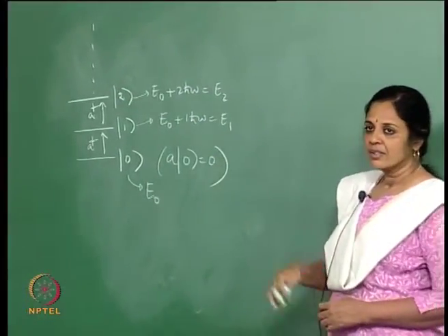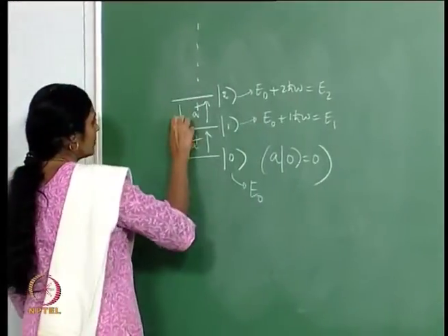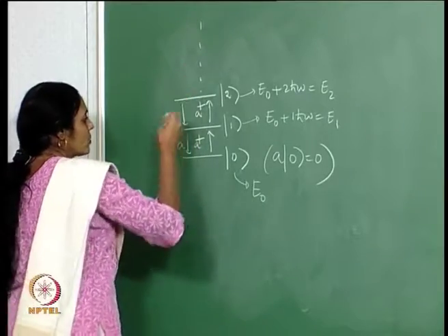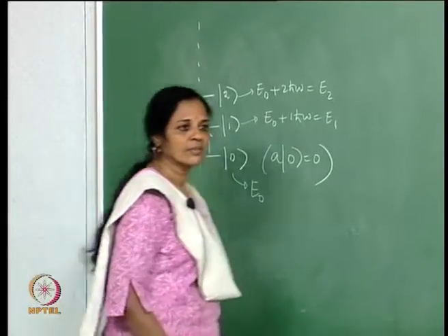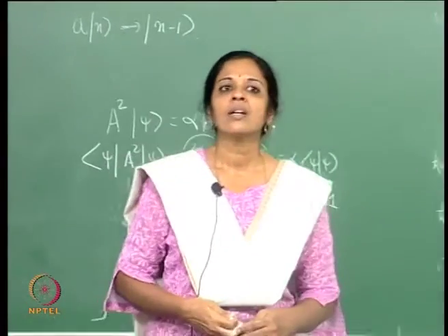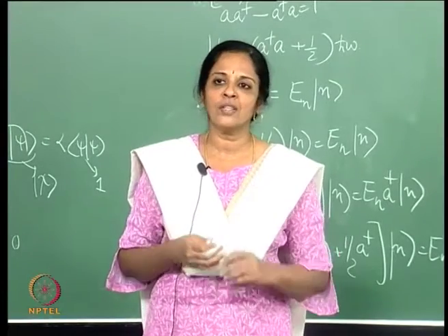Now suppose I want to go down the ladder, I would do it using an A. So I could start with any state, apply A on it, and bring it down to the next state, that is a state with energy lower than that, the difference being h cross omega.